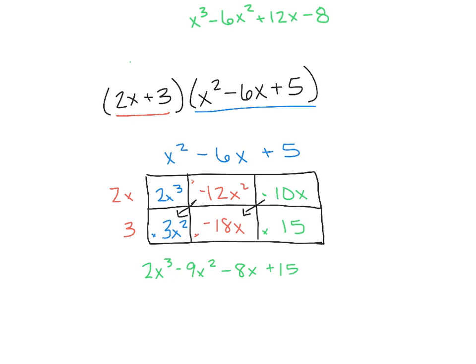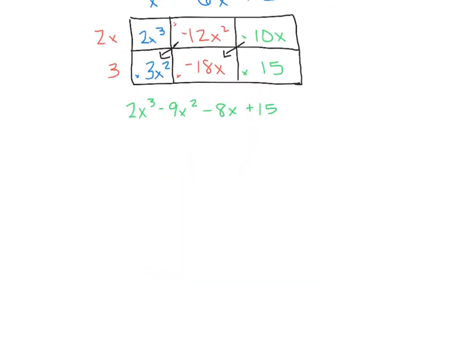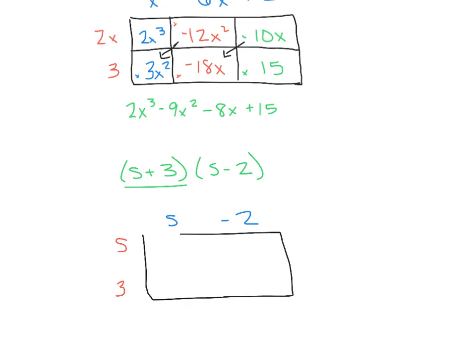That also works for binomials. When you're multiplying a binomial times a binomial, it works a little bit better for those. You have s plus 3 times s minus 2. This first term, you're going to write vertically, an s and a 3. And the second term, you're going to write horizontally. And then you're just going to have a 2 by 2 table.